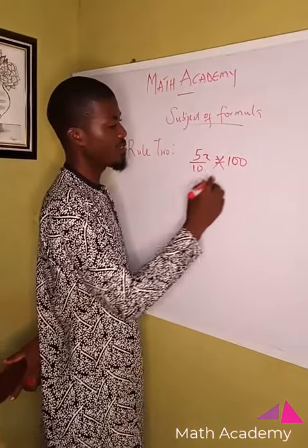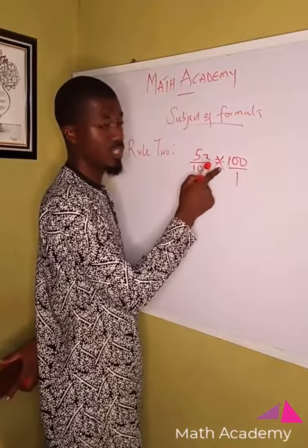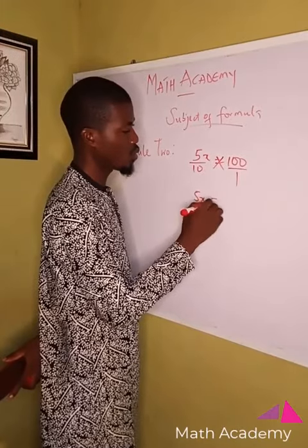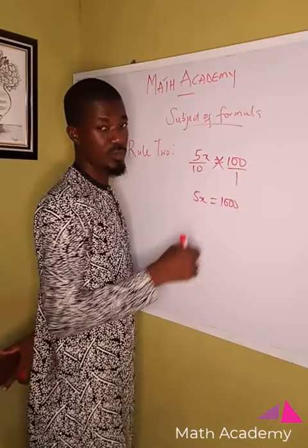When you cross multiply, it means this is over 1. So you're saying this times this, then this times this with the equal sign. So that is 5x times 1, which is still the same thing as 5x. Then you put the equal sign. 10 times 100 is the same thing as 1000. That is what cross multiplication does.